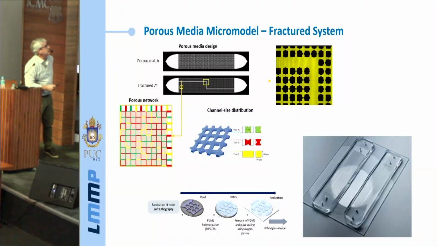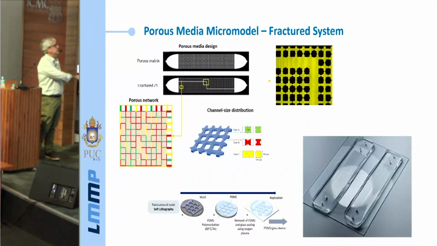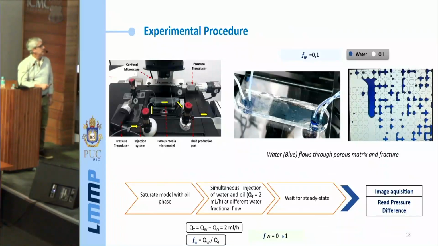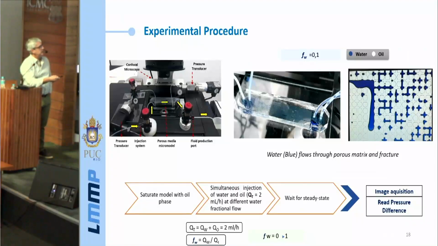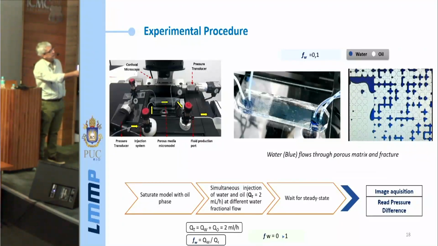So we extended this work with Vivian's master thesis, trying to look not on vugular system, but now system that has a fracture going through it, okay? And so again, it's the same porous matrix with the fracture. We are looking at different geometries of fracture, and again, we use PDMS to make these devices. The experimental setup is very similar. So we have syringe pumps where we pump the two phases. We measure pressure drop. And here is showing, so water is dyed in blue here.